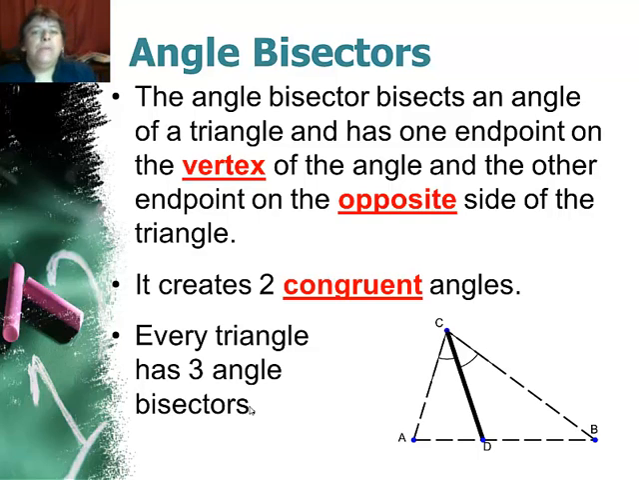Now, angle bisectors are our next to last segment. It bisects an angle of a triangle and has one endpoint on the vertex of the angle and the other endpoint on the opposite side of the triangle, and it creates 2 congruent angles. So an interesting thing for my pre-AP kids when you come to this question is that every point on here is equidistant to this side and that side.